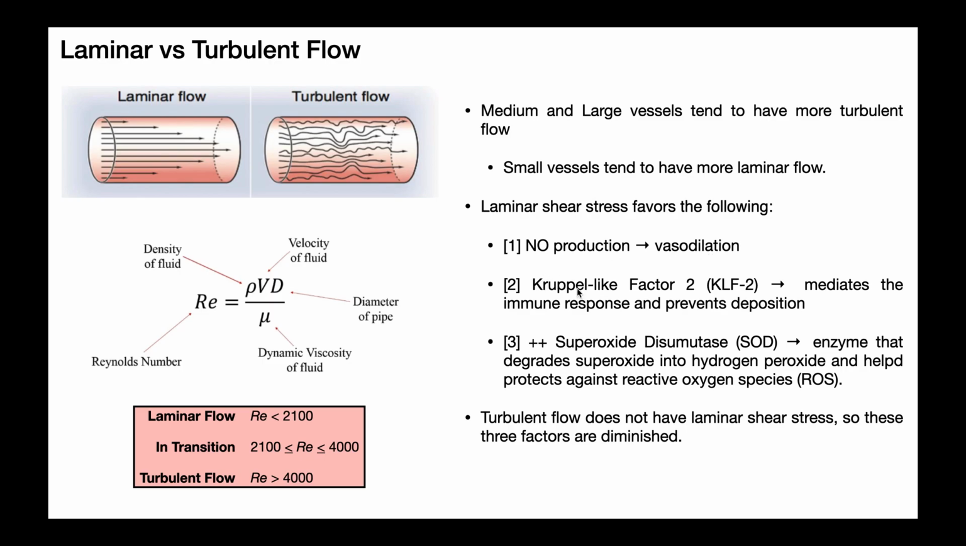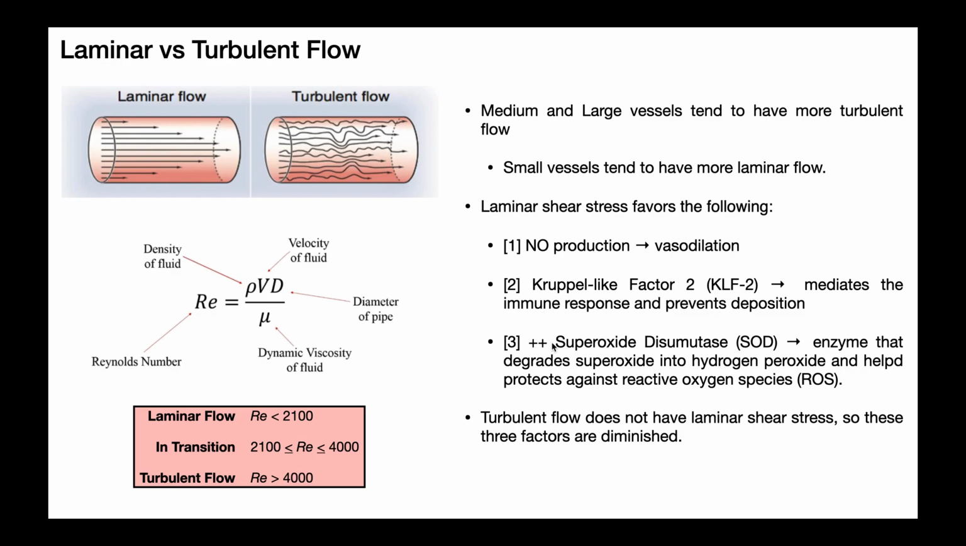We also get the production of something called Kruppel-like factor, or KLF2. This is a mediator of the immune response. And basically what it does is it prevents certain aspects of the immune system from occurring, basically minimizing unnecessary inflammation. Generally speaking, if we have unnecessary inflammation, that is a bad thing. So Kruppel-like factor keeps that in check.